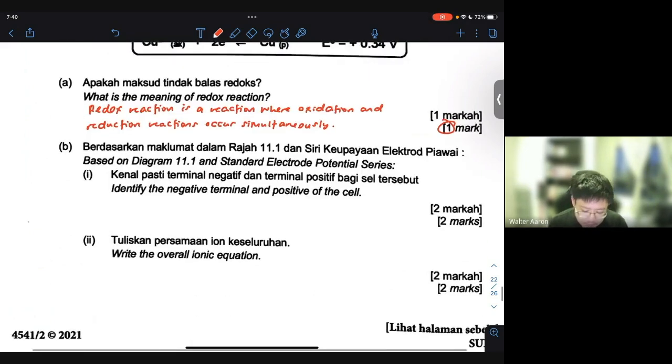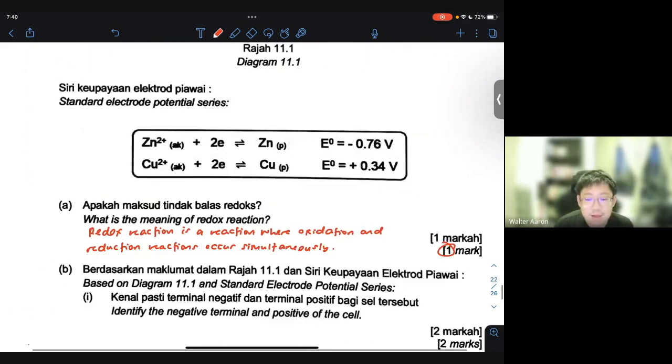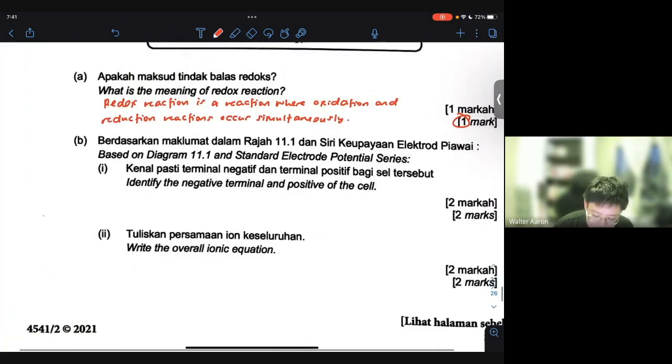So next one will be B. Identify the negative terminal and positive terminal of the cell. So the more negative the value of the standard electrode potential, the more likely you'll be the negative terminal. And the more positive the value, the more likely you'll be a positive terminal. So in this case here, you see, right, that the standard electrode potential value of zinc is actually more negative, while for copper is actually more positive. So I'll say that zinc becomes the negative terminal, while copper becomes the positive terminal.